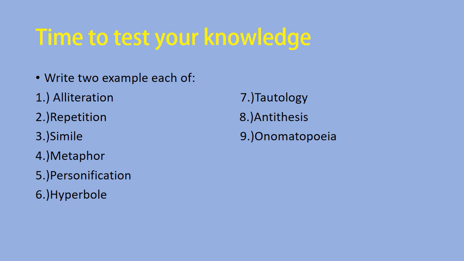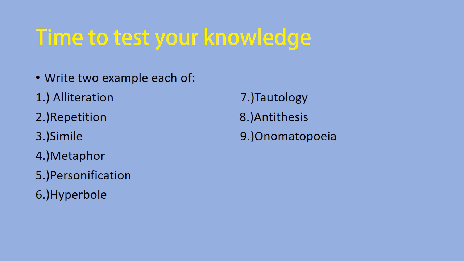The first one that we did today was alliteration, wherein a syllable sound is repeated, whereas in repetition, a word or a phrase is repeated. Simile is where two objects are compared using words like, as, or so. Whereas in metaphor, there is comparison, but like, as, or so are not used. Personification is where an inanimate object is given human quality, and in hyperbole, there is exaggeration or overstatement of facts.